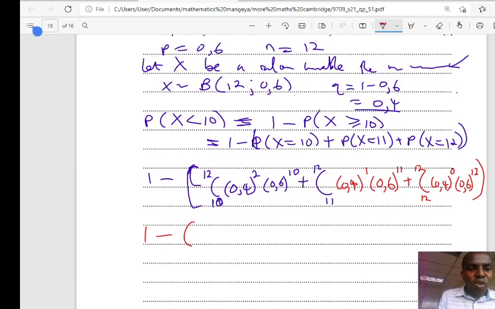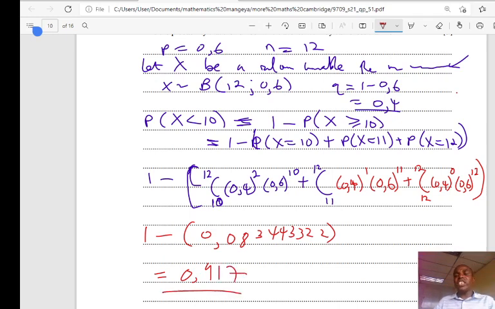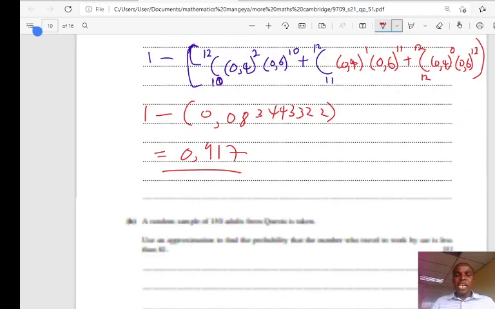Then you get 0.08344332. You just subtract from 1. You get 0.917 to 3 significant figures. Then you can say done.